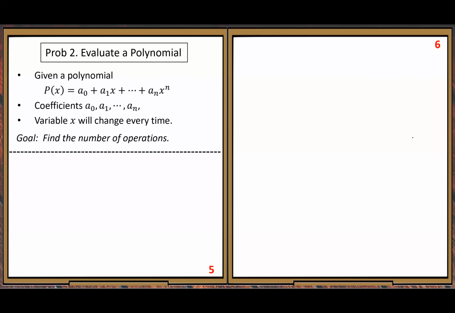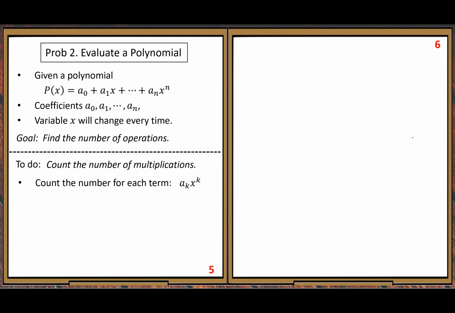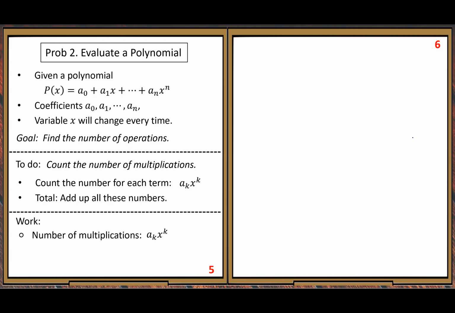All right, the same problem again, but we need to evaluate. Last time we just counted the number of additions. This time we need to count the number of multiplications. Count the number for each term. Actually, we did it before, right? This time we need to add up the total number of multiplications. Accumulate all the multiplications.